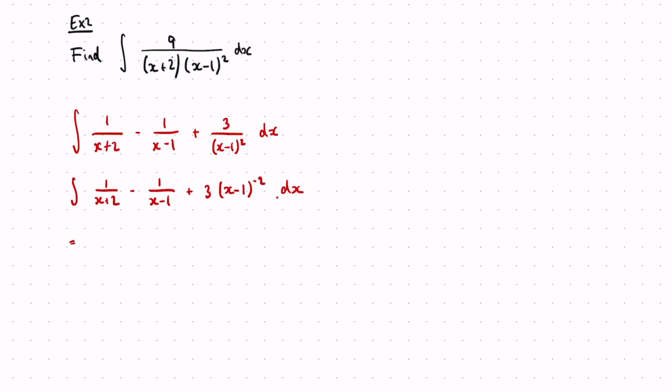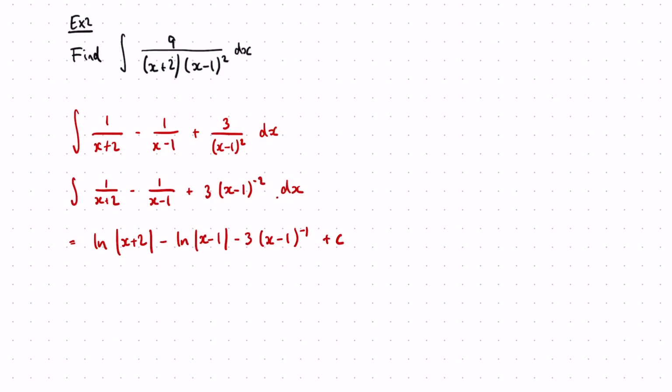Okay, so my solution for this is going to be log of x plus 2 minus log of x minus 1, and then reverse chain rule, so add 1 to the power, divide by the power, and divide by the differential of the bracket. So we're going to be dividing by minus 1, and we're going to be dividing by the differential of x minus 1, which is 1. So all that's going to do is change my plus 3 to a minus 3. So this is going to be minus 3 (x minus 1) to the minus 1 plus c.